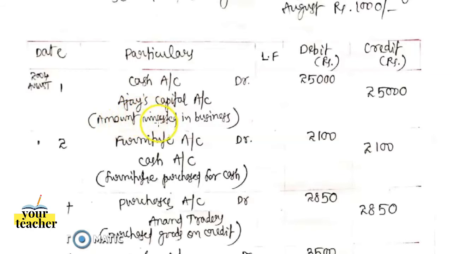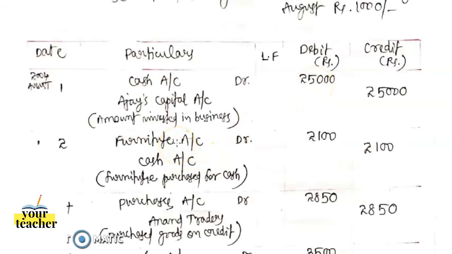Now in the bracket, as I said, you need to represent the corresponding transaction, which is the amount invested in business. So this 25,000 is the amount invested in business, and the debit side is the amount of 25,000 being used. That amount is utilized for the business, so it has been converted into Ajay's capital. So Ajay's capital account is on the credit side, which is 25,000, and the cash account is on the debit side, which is 25,000.